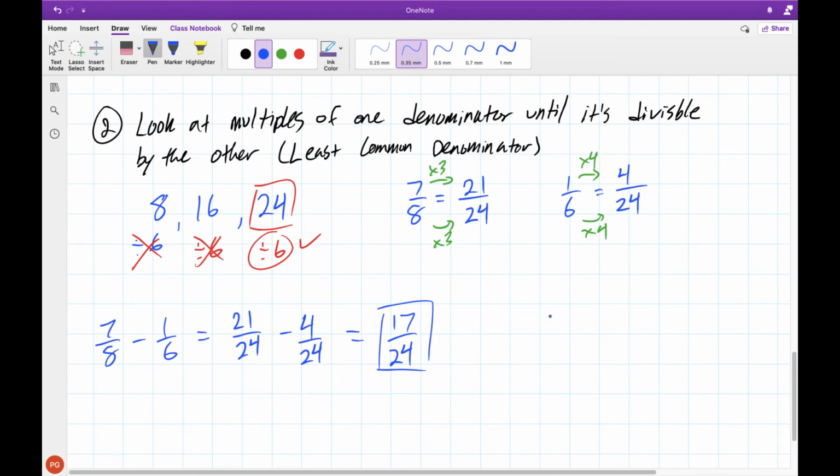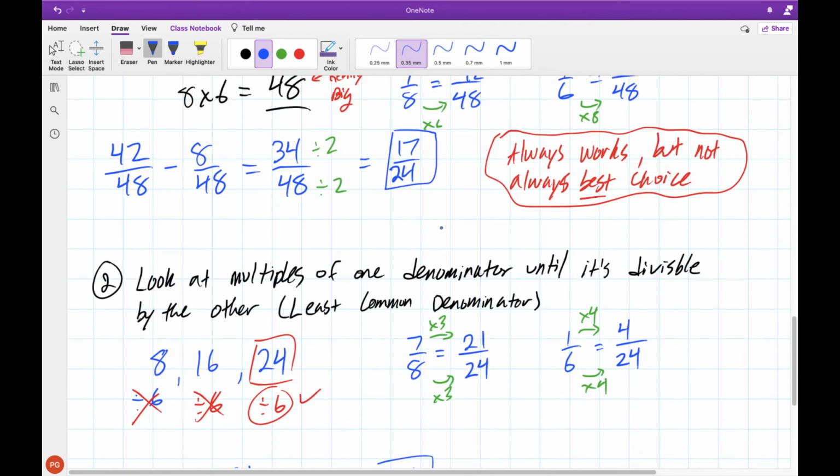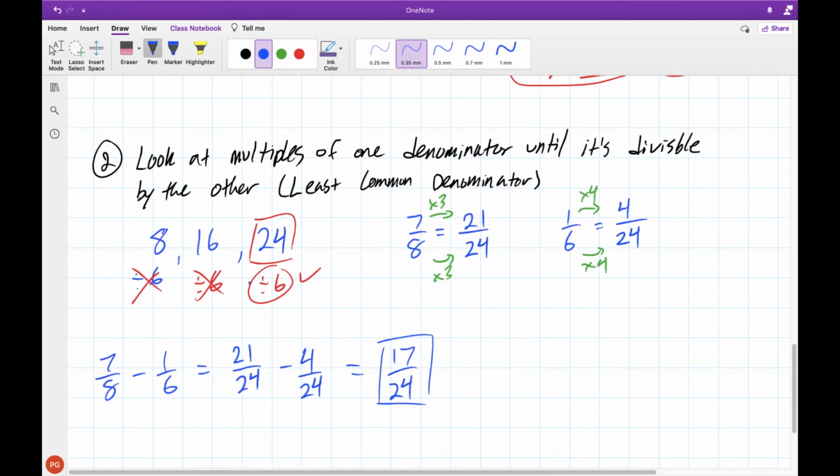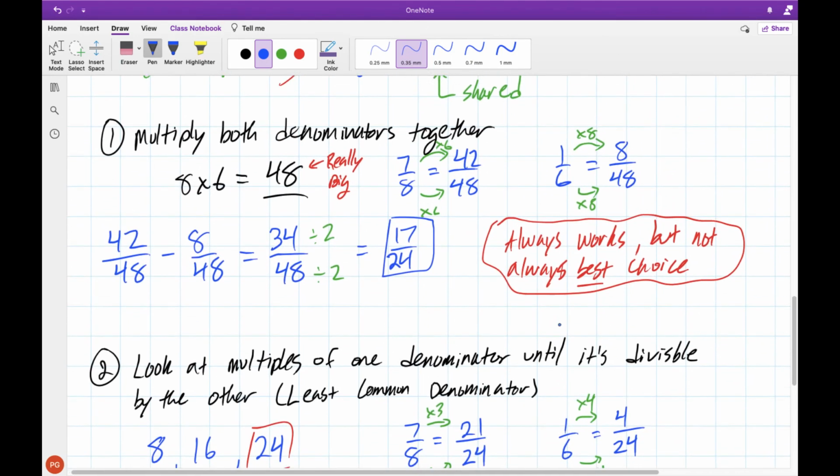Notice we didn't have to do any reducing compared to our other example. But we spent a little bit more time finding our least common denominator. But regardless of which method you use, if you do it correctly, you'll get the right answer. So there isn't a wrong way of doing it as long as you follow the steps.